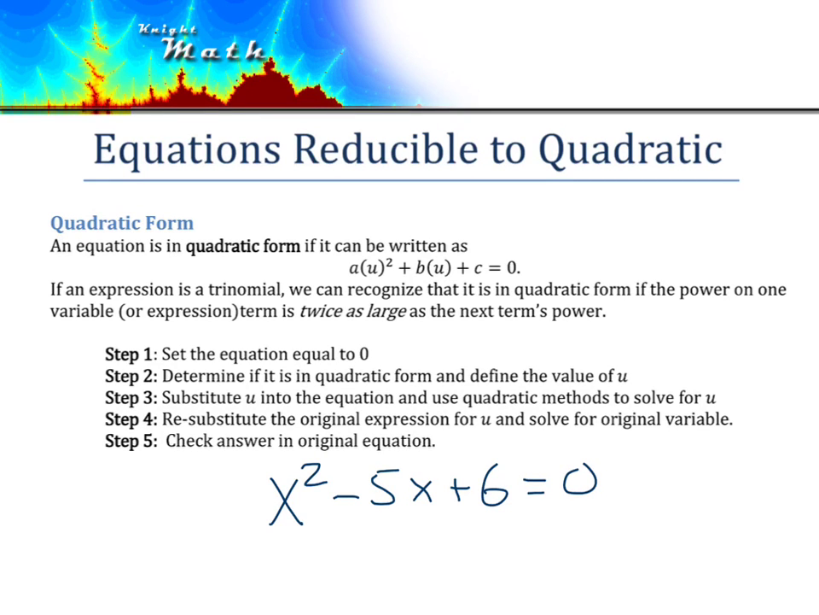This is the second part in a series of videos on equations reducible to quadratic form. We talked a little bit about how we can solve quadratic equations, but sometimes we have equations that are not really quadratic, but they look like it, but they're in a different form. So we can use this U substitution to make them into quadratic equations.